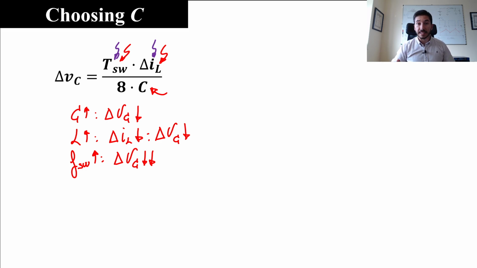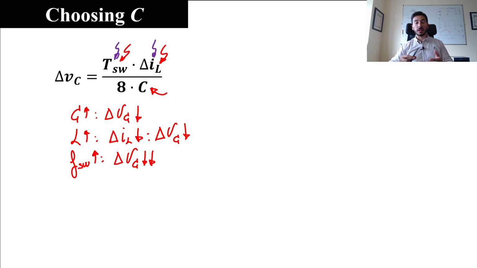But in general, if we know the switching frequency that we have to use, and we choose the inductance according to the explanation of the previous video, which took into account the maximum inductor current ripple we want to have in our converter, we only have the capacitance to ensure the output voltage ripple.